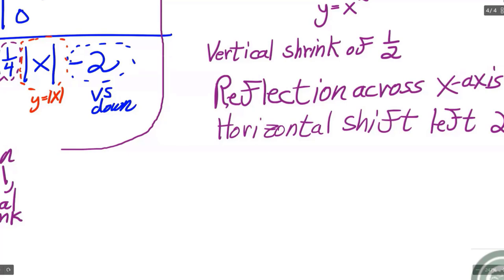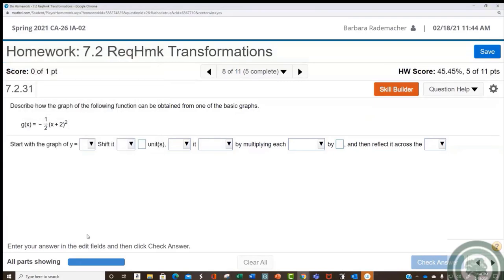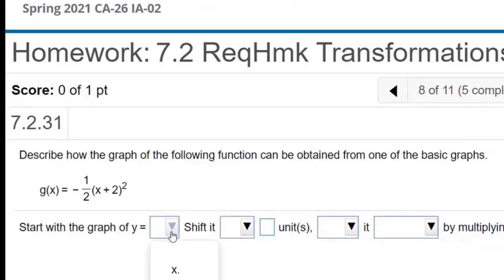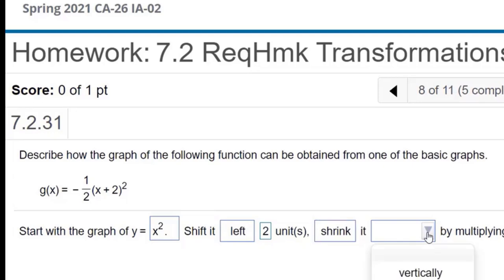Okay, so once you decide on that, you can go back and do this. Start with the graph of y equals x squared. Shift it. There's only one shift. Shift it left 2 units. And then shrink it, definitely shrink it vertically.